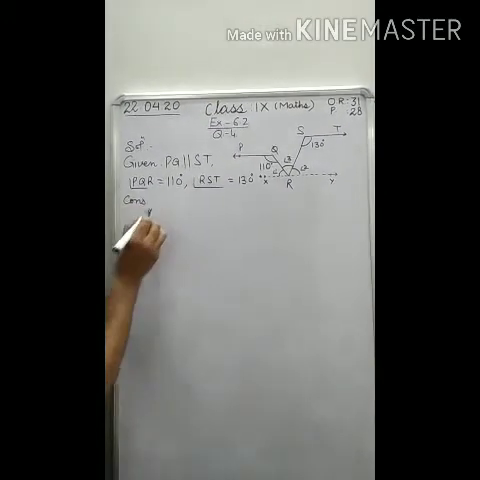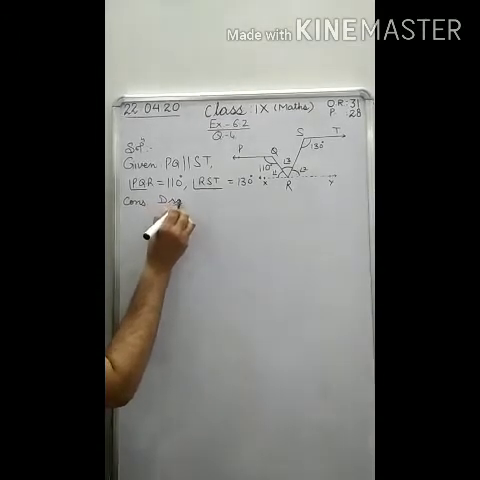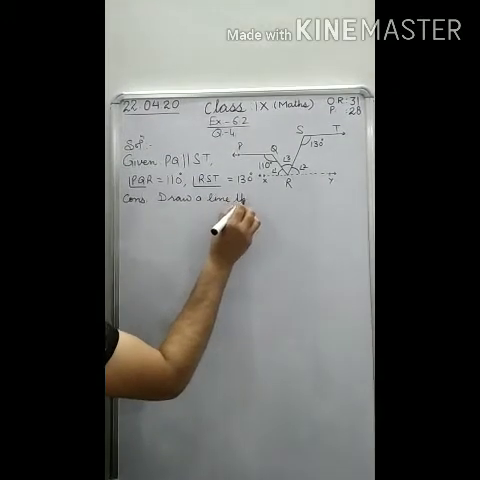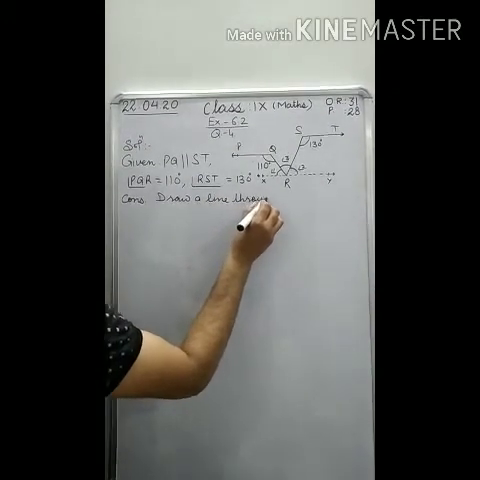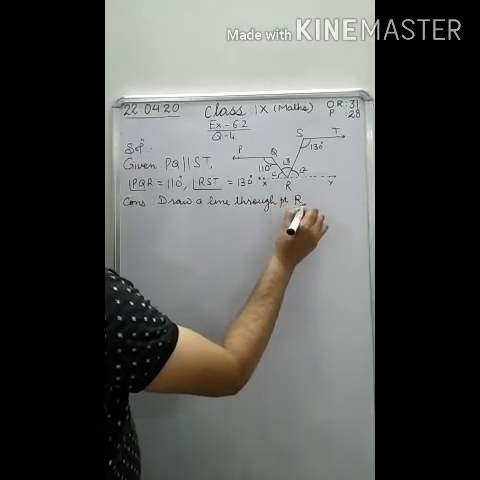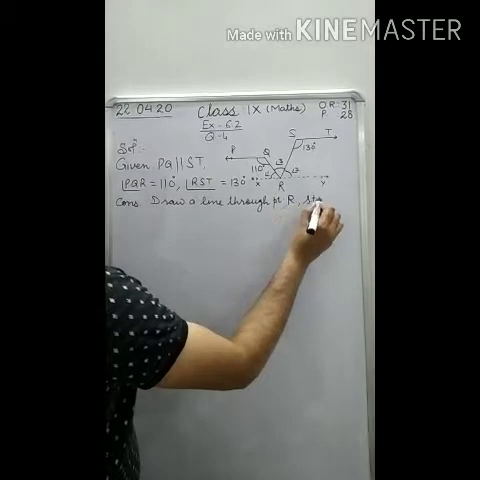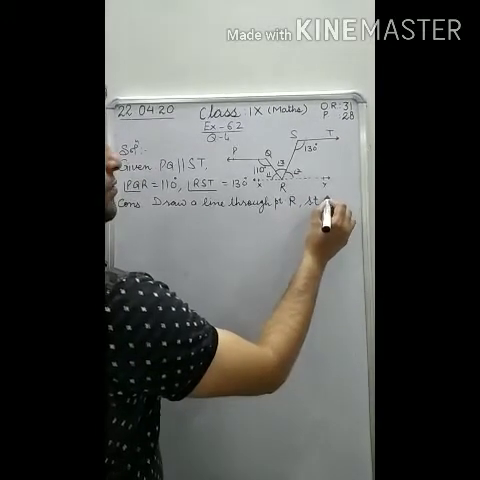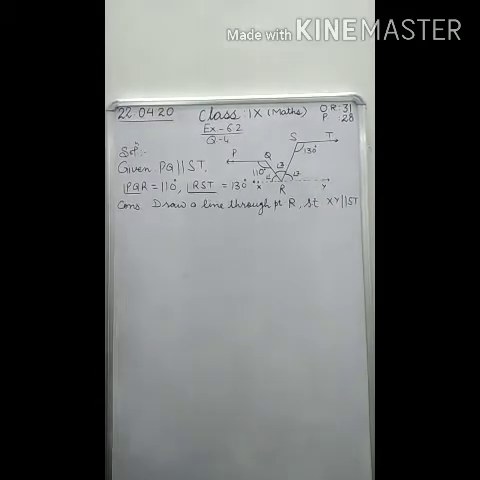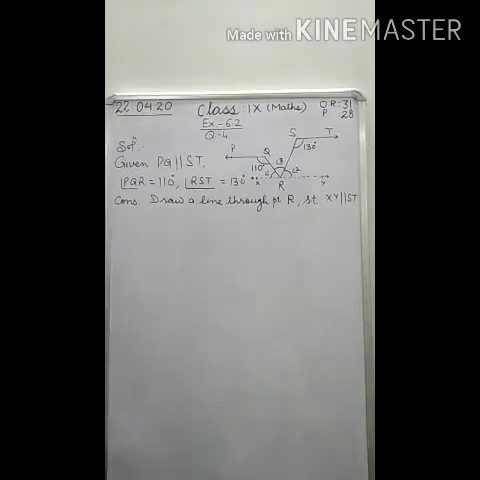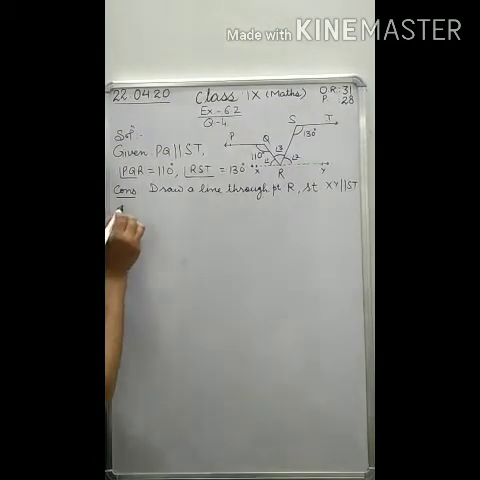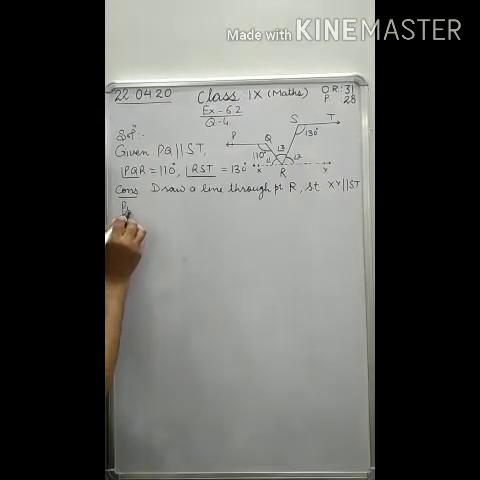So this construction we will write here. What construction we will do? Draw a line through point R such that XY is parallel to ST. XY is parallel to ST. In this way we have to make this construction. Now start the solution of this, or you can say proof.